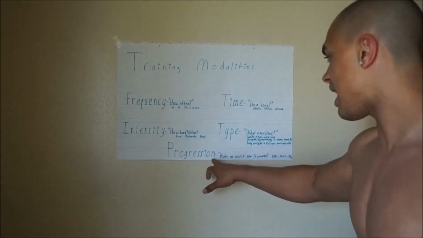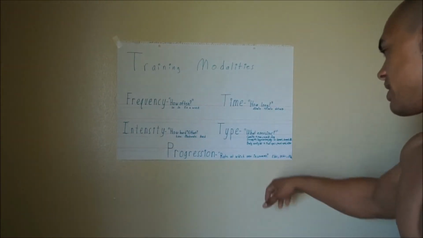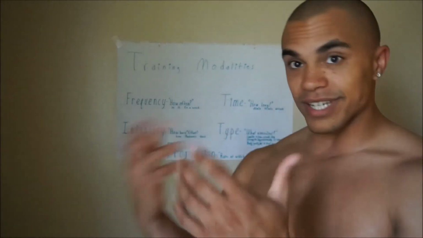Okay, so for progression, I have rate at which one increases. So let's say, once again, I'm a bodybuilder, and if I'm in the gym and every week I try to put 10 pounds onto my bench press, that's only going to happen for so long before I peak out, I burn out, or I end up getting hurt. So you have to make sure you progress at a good rate for you, okay? That's something that you'll learn, and you just have to be smart about it.